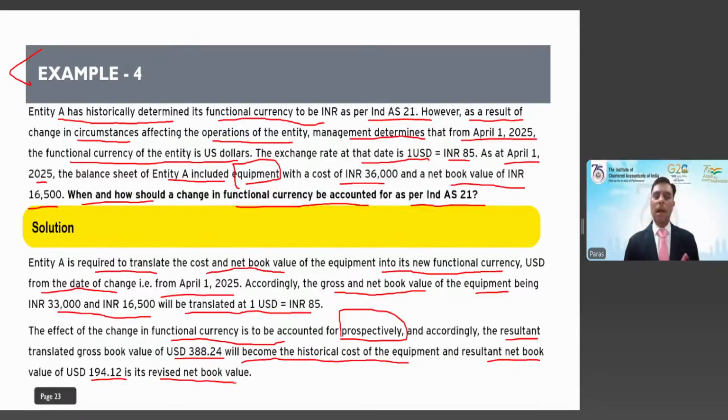So what I have done, I have divided 36,000 by 85 rupees and I have divided 16,500 by 85 rupees. So this is how this value has been calculated in USD. This is the way to translate all the items in case of change in the functional currency. Entire balance sheet will be translated in the same manner, right? And the translation, we know it will be done on a prospective basis because we have not made any kind of error, and hence there is no requirement to do any kind of restatement or present any third columnar balance sheet as per the provisions of Ind AS 8, right? I hope it is clear.